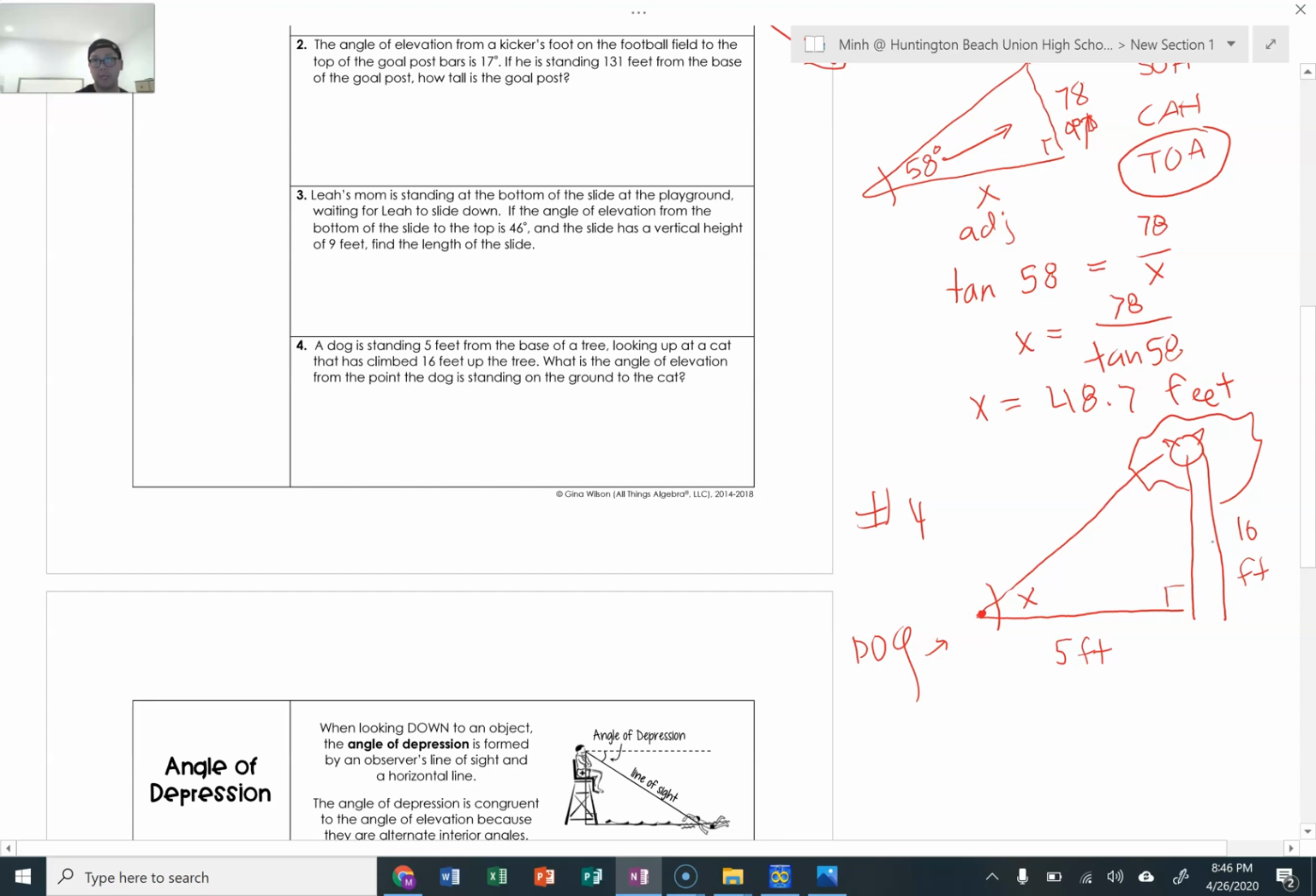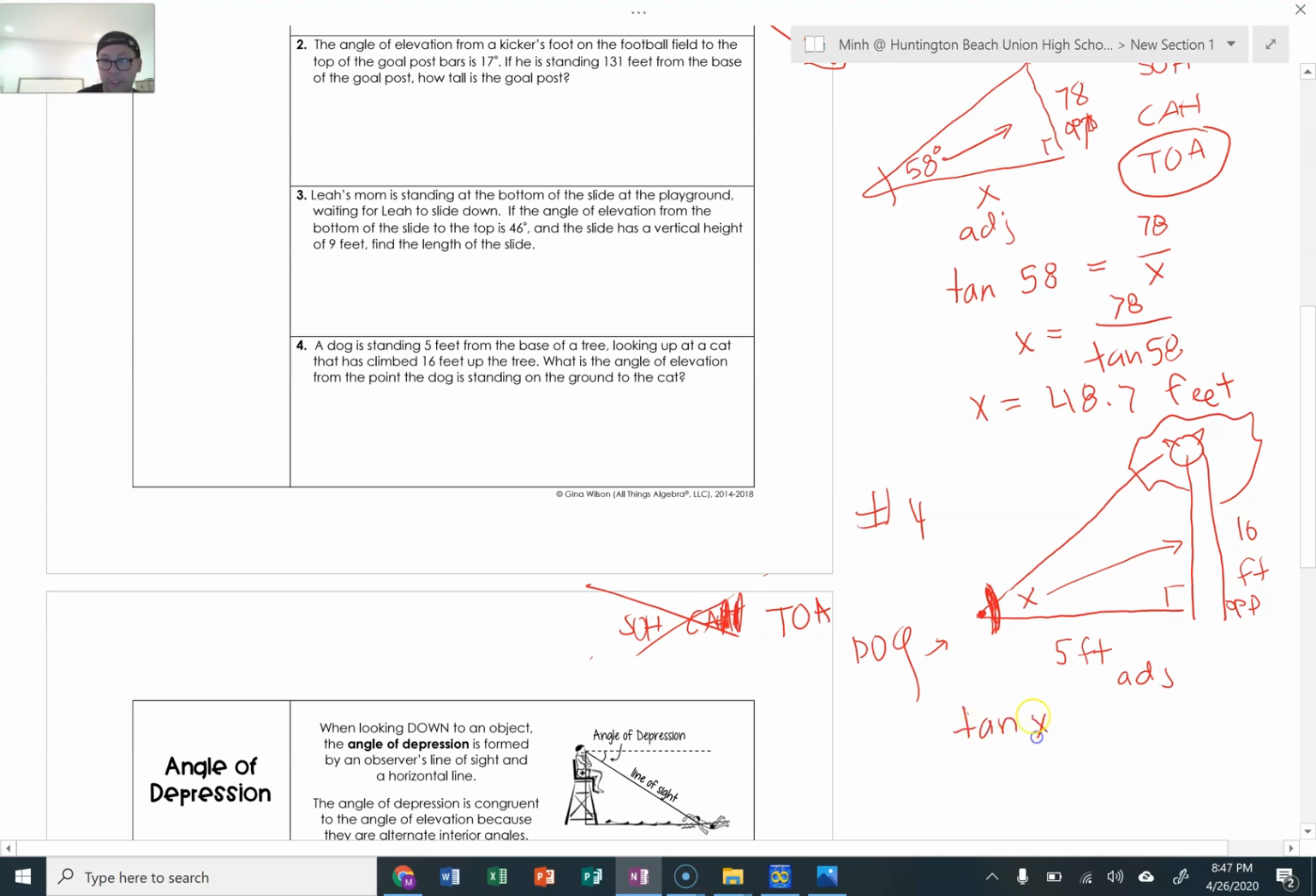So we're going to use some trig. For this one, for the dog, we need to use its reference angle, x, to find the side. So x is going to be across from 16, so therefore this is the opposite, making this the adjacent. So we're going to use SOHCAHTOA again. Since I'm given my opposite and my adjacent, it's going to be one of those things where we use tangent.